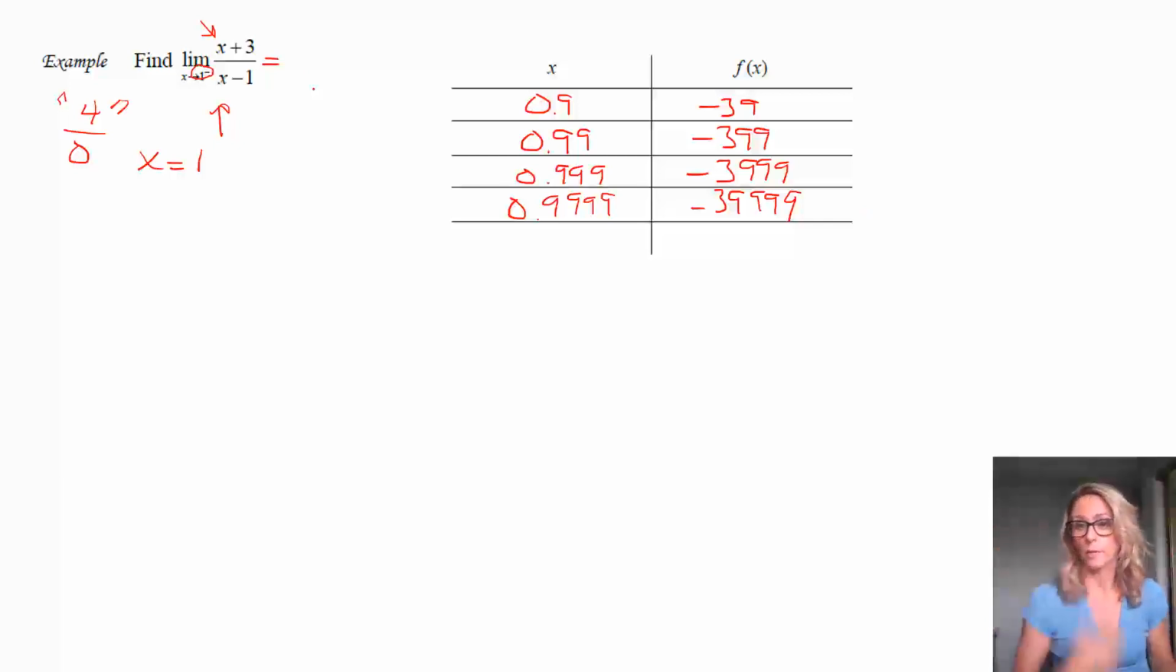And just by looking at the values that we see here, we see that the values are getting larger and larger, but negatively. So our answer here is that the limit is negative infinity. Now that is not a real number value, but it is what the limit is.